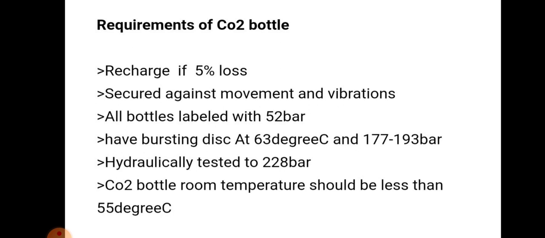Requirements of CO2 bottle means recharge if 5% loss, secured against movement and vibration. All bottles labeled with 52 bar. They have bursting disk at 63 degrees Celsius and about 177 to 193 bar. Hydraulically tested to 228 bar. CO2 bottle room temperature should be less than 55 degrees Celsius.